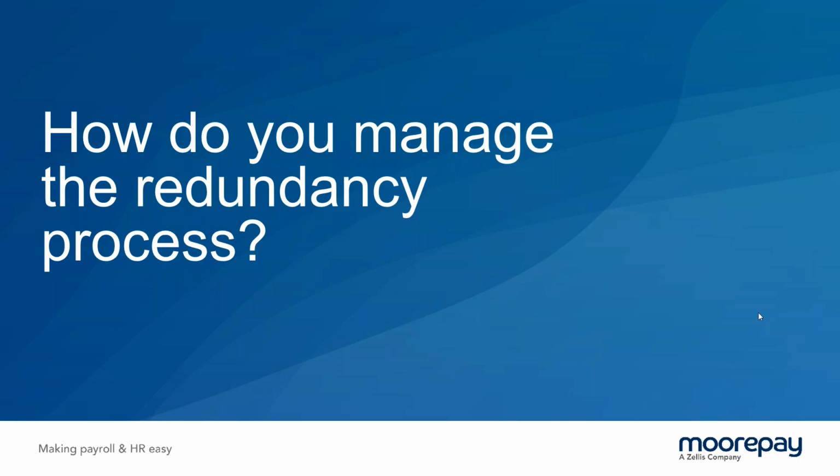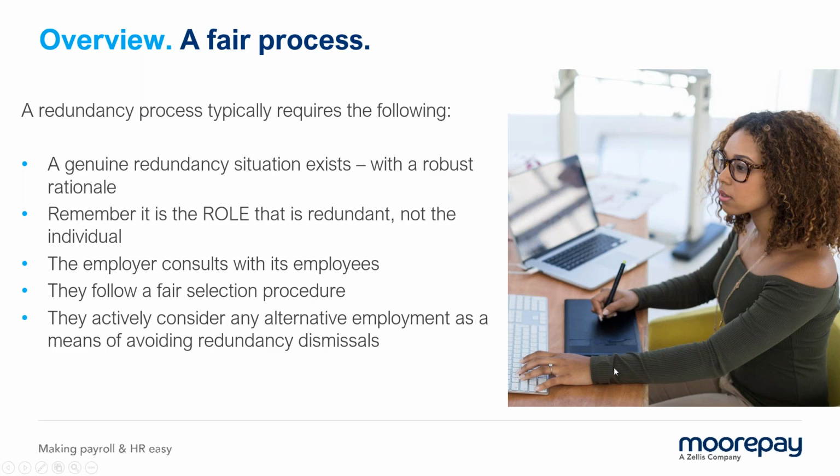We can just go on to the next slide, please. The first thing that we want to talk to you about is the FAIR process, which is at the centre of any redundancy programme. There are certain key things that you need to follow, and it's really important that you do this. The first one is understanding that a genuine redundancy situation exists and that there is a robust rationale behind this. It's important to always remember that the role is redundant and not the individual. It's a very common mistake to start slipping into talking about people being made redundant, but it is actually the role and the work that you're making redundant.